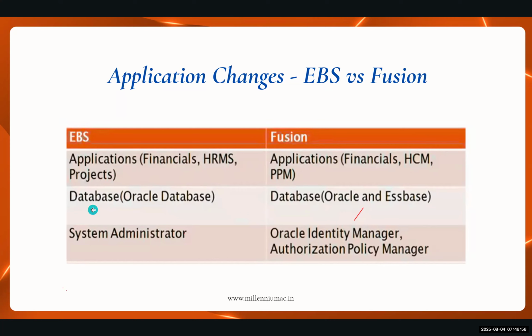In the EBS, we used to have only one database, which is the Oracle database. But in the Fusion, I was discussing about ESS-based, right? Here in the Fusion, we have two databases. One is the Oracle database and the other one is the ESS-based database. So what is the ESS-based database? It is nothing but the enterprise scheduling services database. So what is the advantage of this ESS-based database?